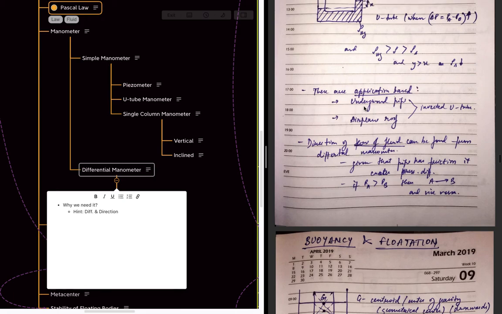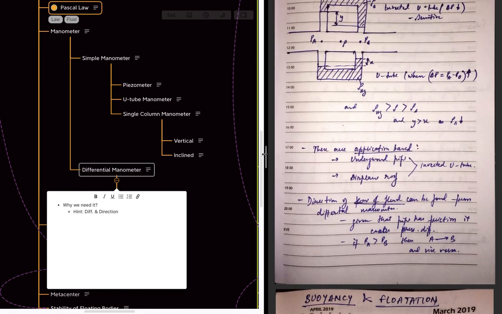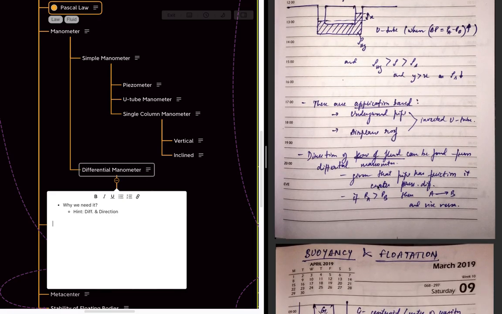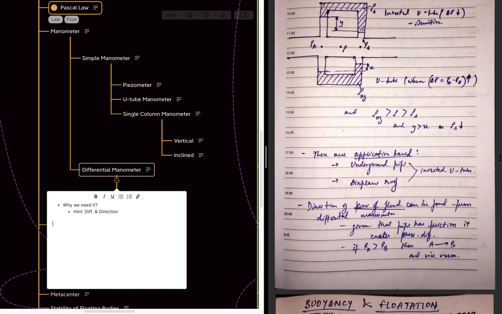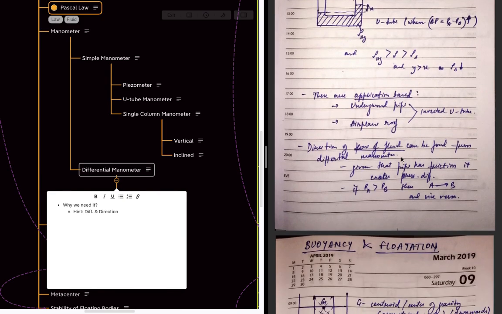And from this inverted differential manometer, we can basically find the direction of the fluid flow. Given that the pipe has some friction, it creates a pressure difference. So if this is a pipe, there is friction on the walls, so from this point to this point the speed will be low, and therefore the pressure will be low. So if we know that the pressure PA at this point is greater than PB, then we know that the fluid flow is from A to B. So this is also a useful thing from the differential manometer.